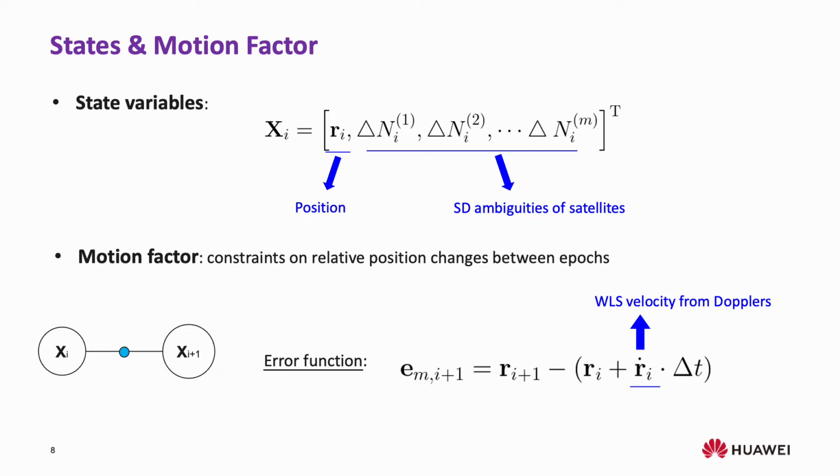Next, the motion factor. The motion factor is used to constrain the relative position changes between two neighbor epochs. Its corresponding error function is calculated as the difference between the estimated position changes and the measured position changes. And the estimated position changes is just the difference between the position estimates, the position state to be estimated, and the measured state changes can be obtained from the weighted least square velocity from satellite Doppler measurements.